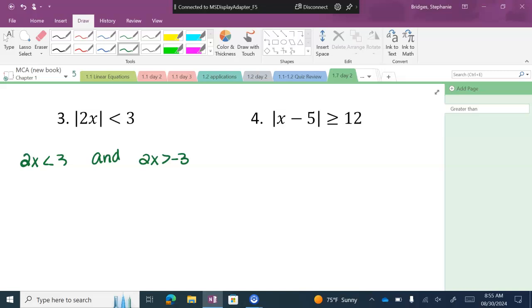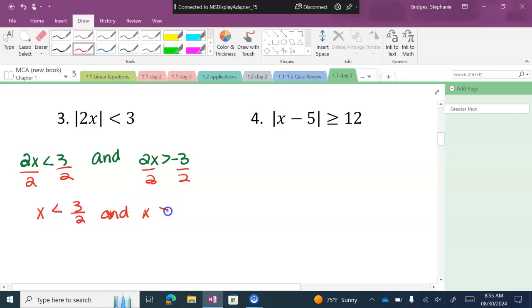Then we can solve each one for x before we go to our graph. You can leave them as fractions or you can change them to decimals, whichever one you prefer. How do I solve each one of those for x? Divide by 2. So x is going to be less than 3/2, or if you prefer, 1.5. And x is greater than negative 3/2, or negative 1.5.